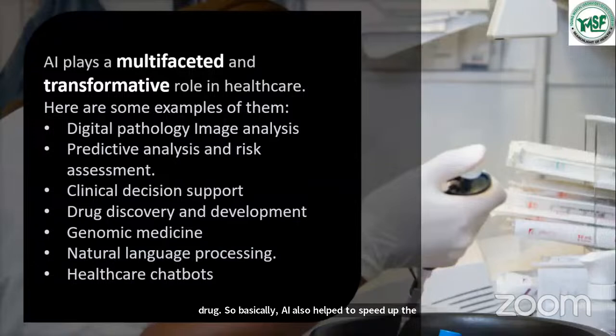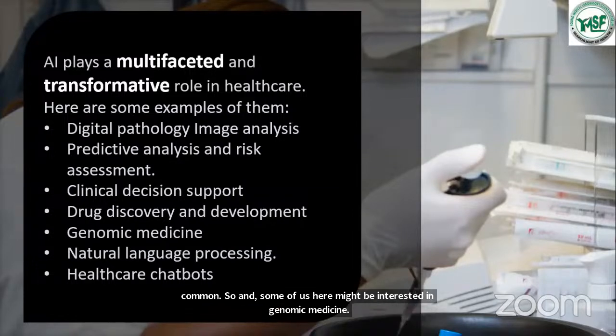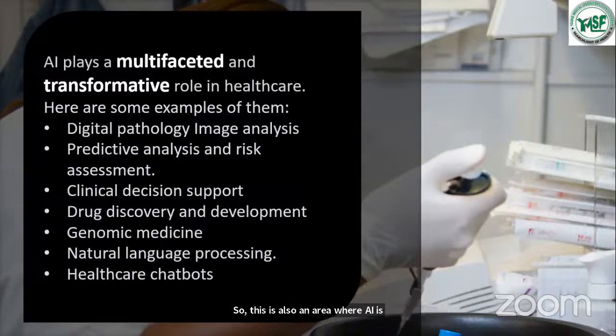So we also have genomic medicine. This is very, very common too, and some of us here might be interested in genomic medicine. So this is also an area where AI is helping. We have lots of genomic data. I think that is where we have the most data in healthcare, right? So AI can use this data to do so many things. The possibilities are endless.